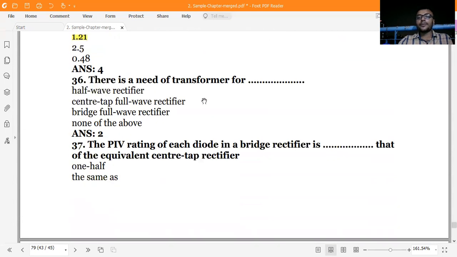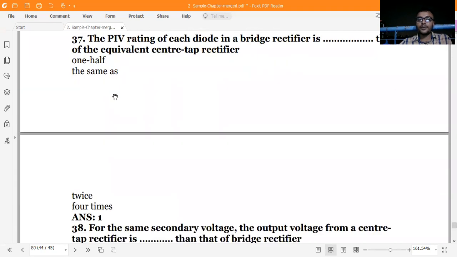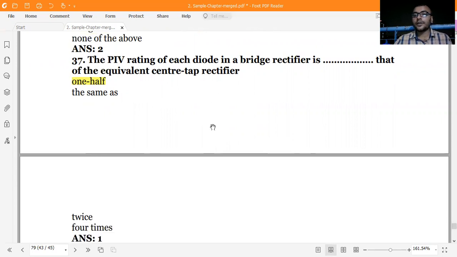There is a need of a transformer for a half wave rectifier. Then this center tap transformer is used. The peak inverse rating of each diode in a bridge rectifier is equivalent to half that of the center tap. Each diode of the bridge rectifier has only one half, because one half is the peak inverse for both half wave and full wave rectifier, and it is half compared to the center tap rectifier.